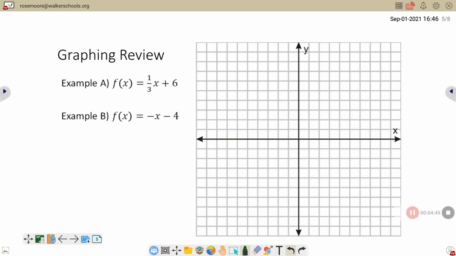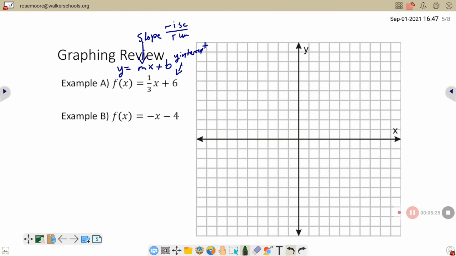All right, so here's our graphing review. There are a lot of different ways to graph functions. I have a preference. Mine is usually to work with slope-intercept form. Remember, this is y equals mx plus b. That is slope, which is rise over run, and this is your y-intercept.